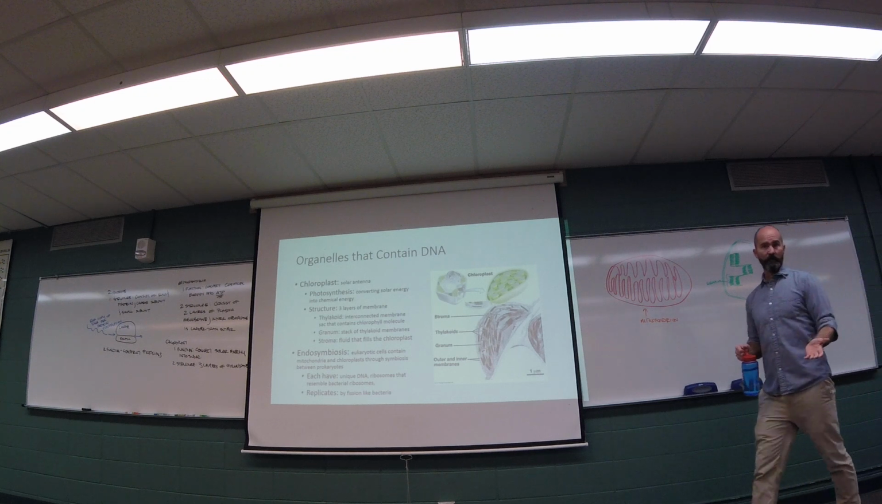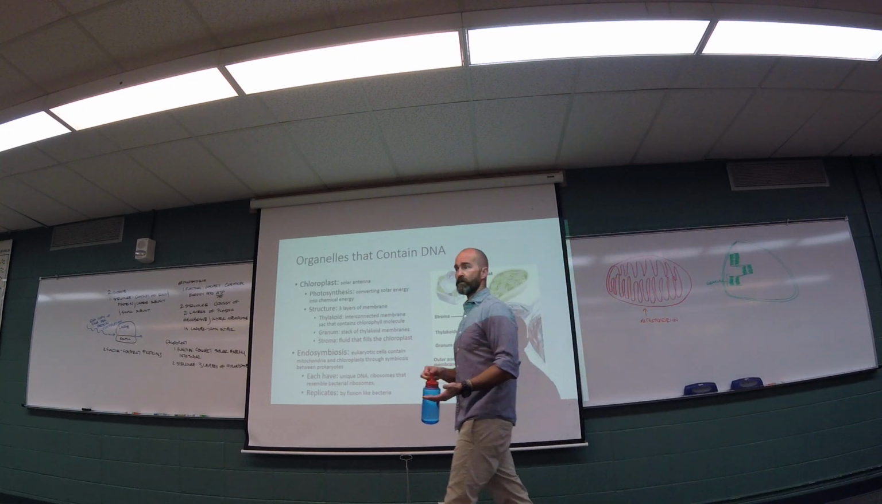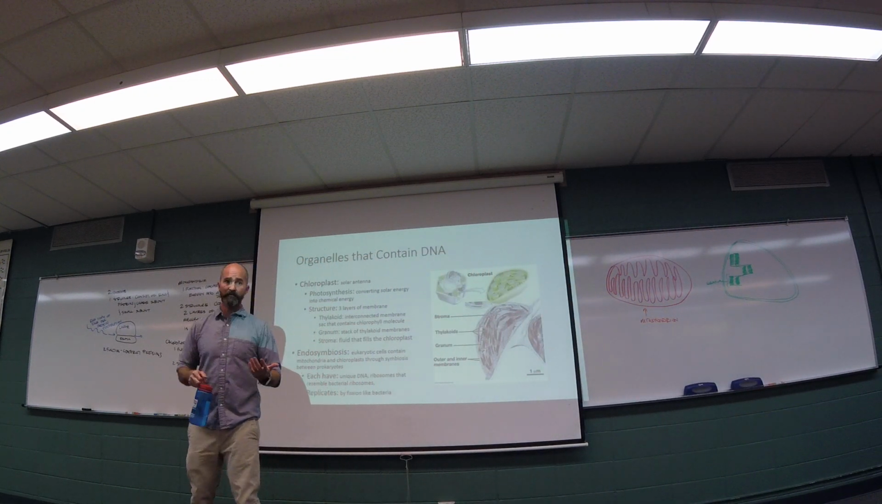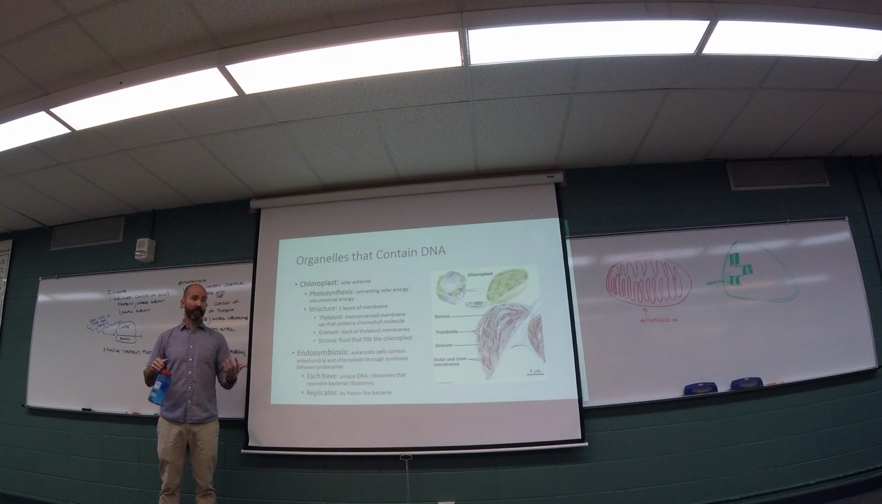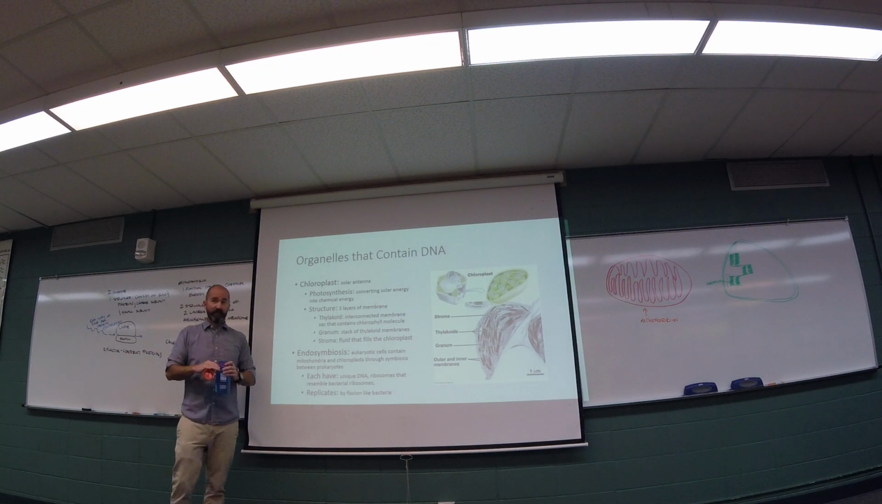So I have a question for you. We know that all organisms have mitochondria. Some organisms have chloroplasts. So which do you think evolved first? An association with mitochondria or an association with chloroplasts? And why do you think that?